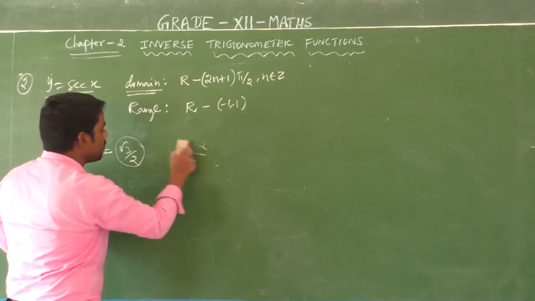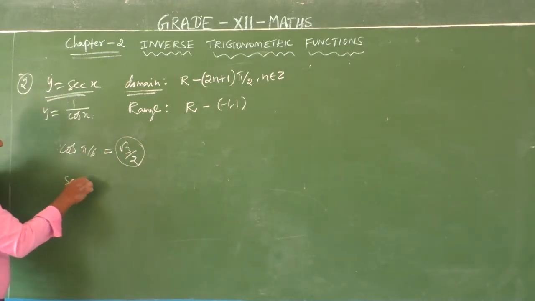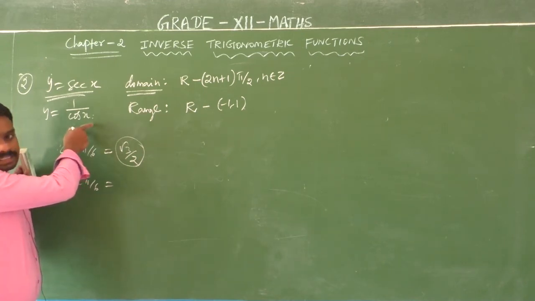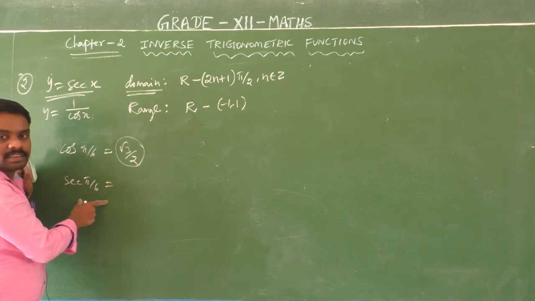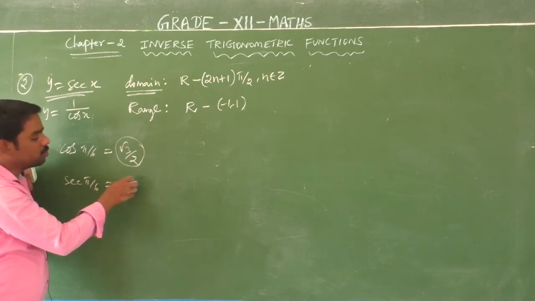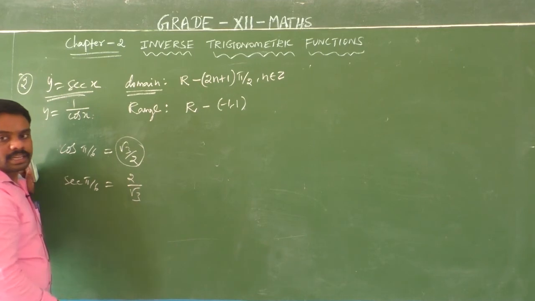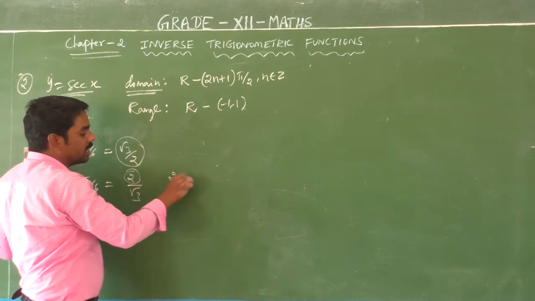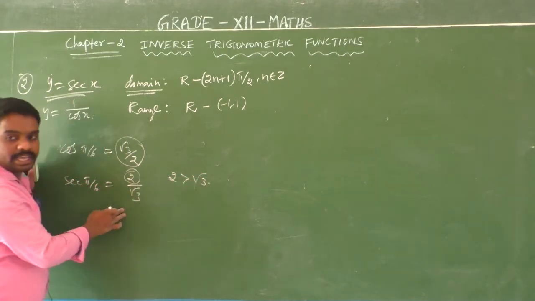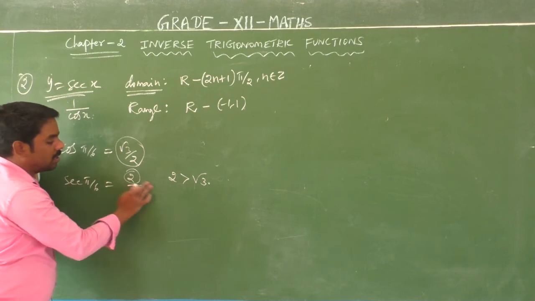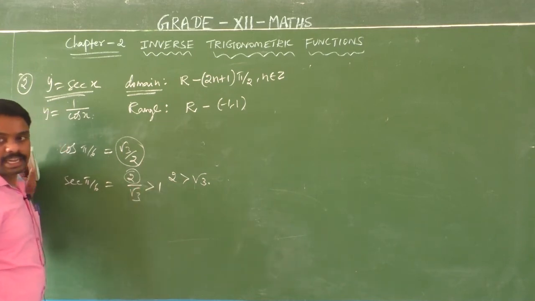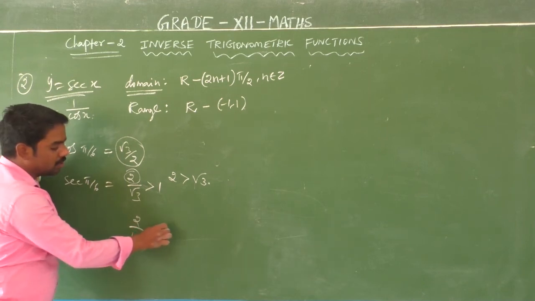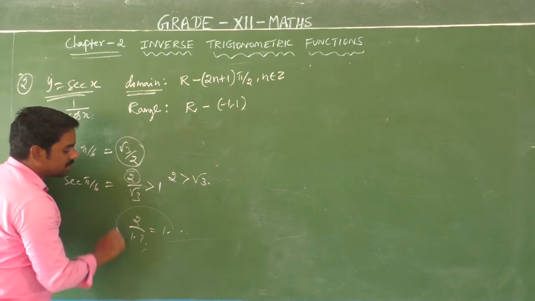Suppose secant pi by 6. Secant x is also the reciprocal of the cos x value. So secant pi by 6 is the reciprocal of root 3 by 2, so 2 by root 3. Here 2 is greater than root 3. So 2 by root 3 is greater than 1. So 2 divided by 1.7 something is equal to 1 point something. So this value is greater than 1.